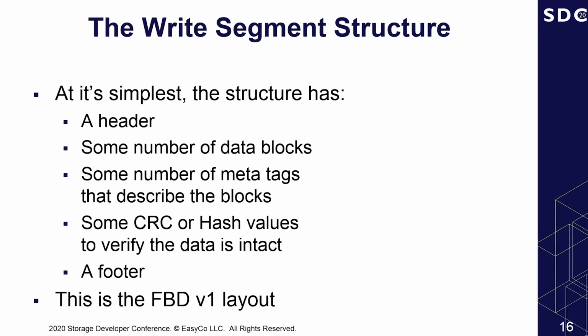The write segment is basically a sandwich with a header and a footer that surround data blocks. The size of the payload is variable, so a single update might represent a single 4K block or many hundreds of blocks. CRCs or hashes are used to verify that the structure is self-consistent. Generation counters tell the mount process which data is newest.